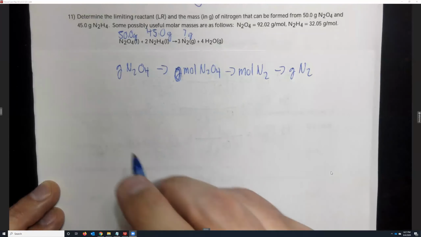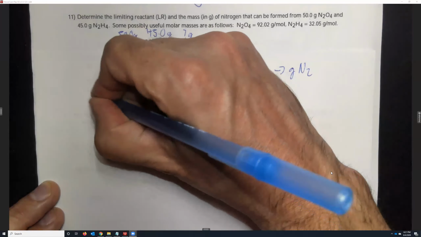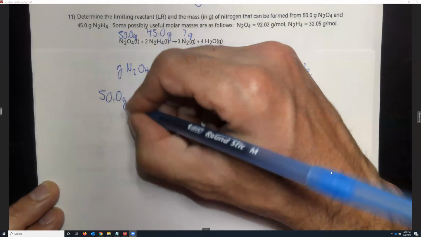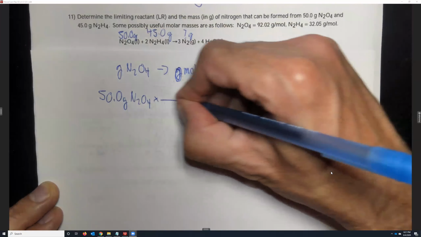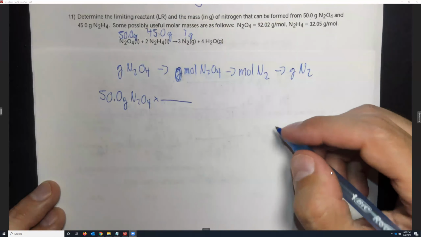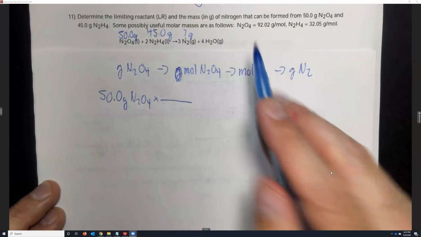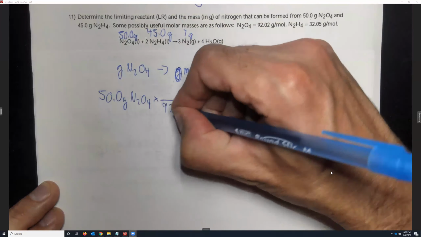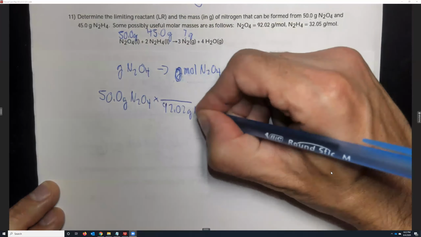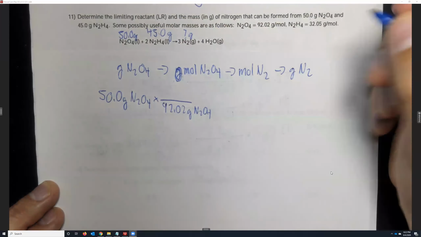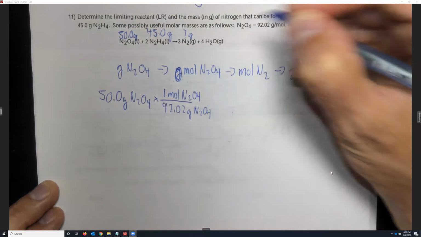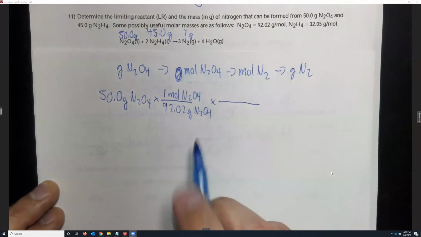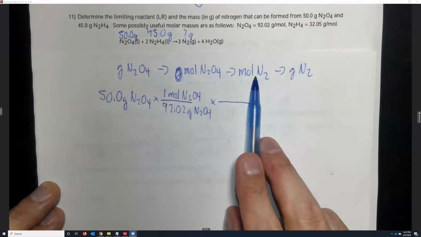All right, so starting with 50.0 grams of N2O4 times, I need to convert it to moles using its molar mass, and its molar mass is given here as 92.02 grams of N2O4. On top, 1 mole of N2O4 times, I now need to convert from moles of N2O4 to moles of nitrogen.